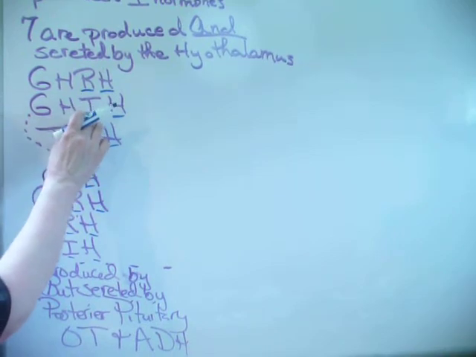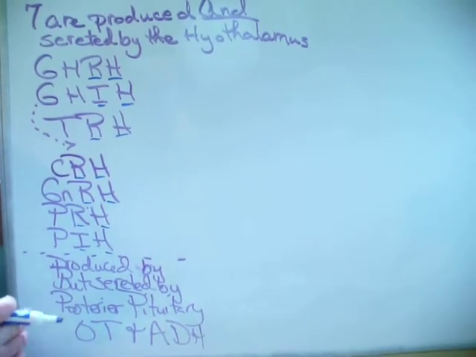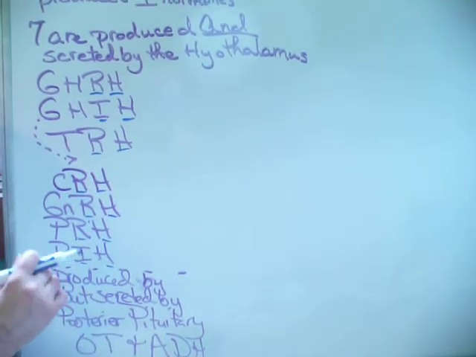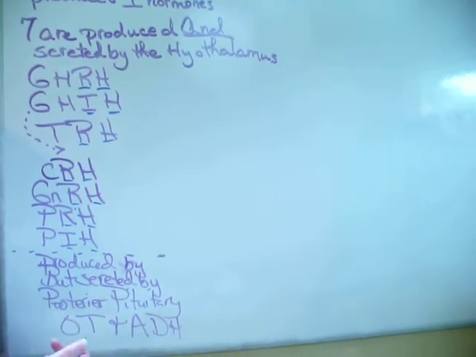Growth hormone inhibiting hormone does the opposite. It inhibits the anterior pituitary from producing and secreting growth hormone. So these are in a negative feedback loop.